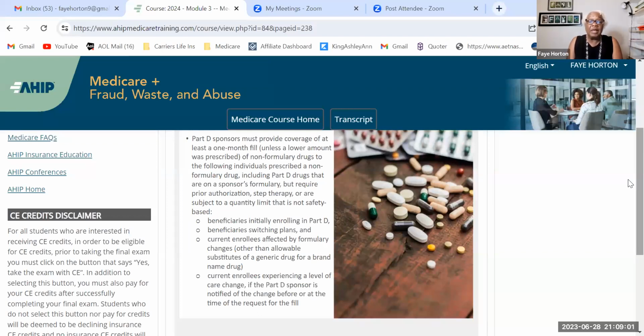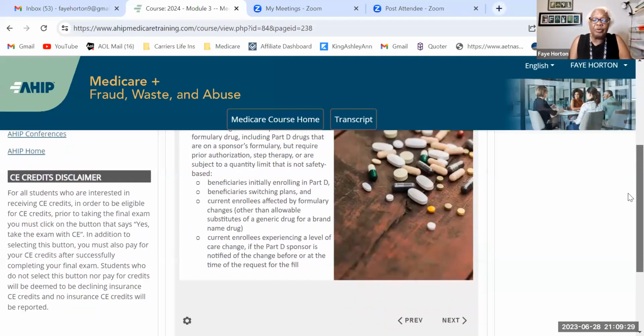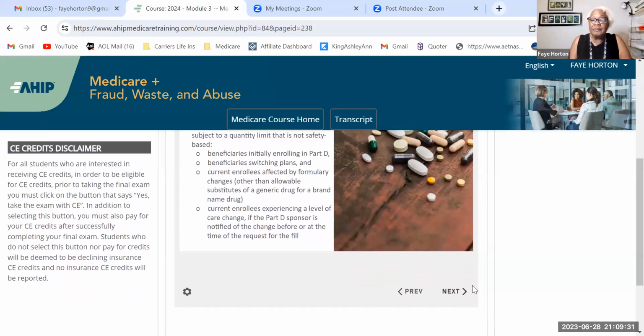Beneficiaries initially enrolling in Part D, these limits are safety-based. For beneficiaries initially enrolling in Part D, beneficiaries switching plans, current enrollees affected by formulary changes, current enrollees experiencing a level of care change, if the Part D sponsor is notified of the change before or at the time of the request of the fill.